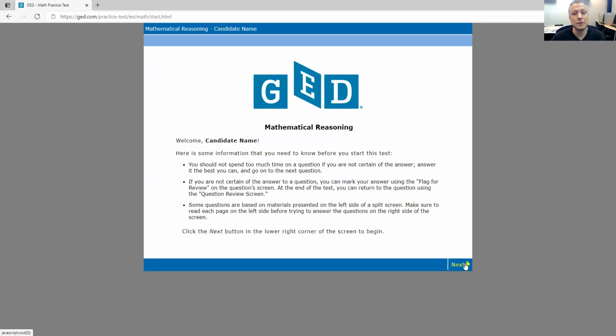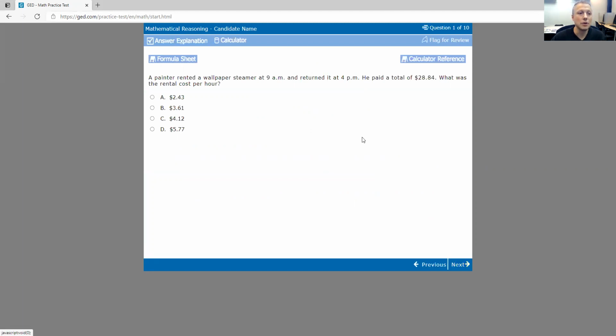So usually your screen is going to look like this as well when you do that. And then let's see if we go in here. Okay, so let's take a look at the scenario right here, and then I'll try to do some annotations and some drawings on the screen so you guys can see exactly what I'm looking at, right? So here we have a painter that rented a wallpaper steamer at 9 a.m. So that's the starting point. Returned it at 4 p.m.